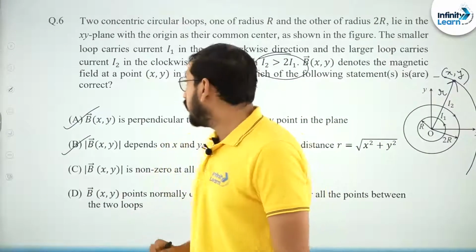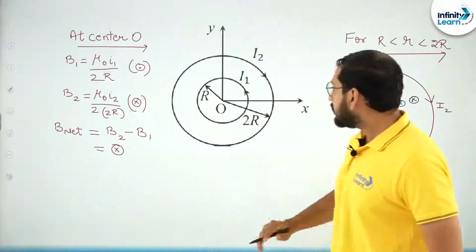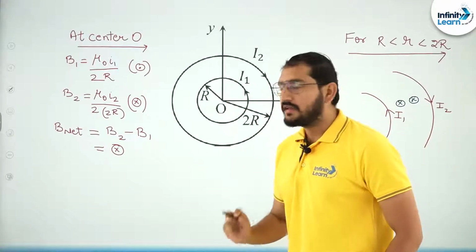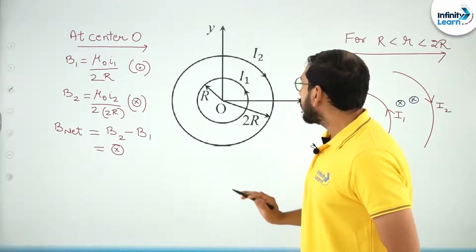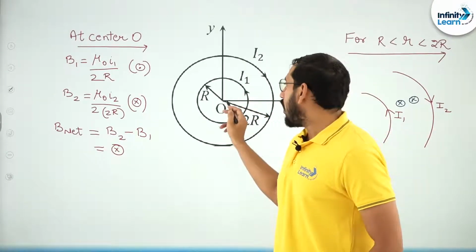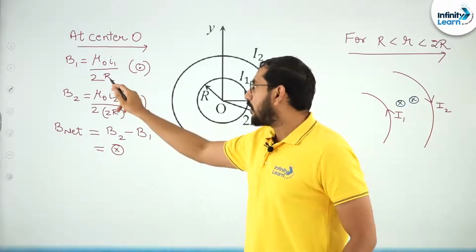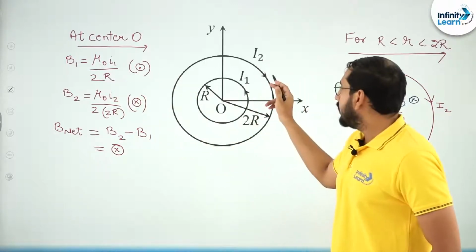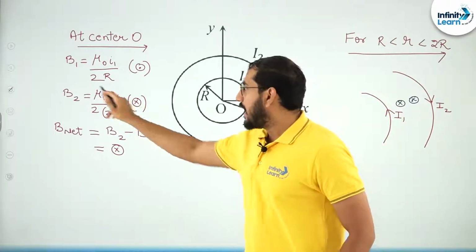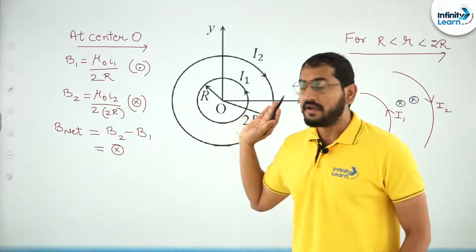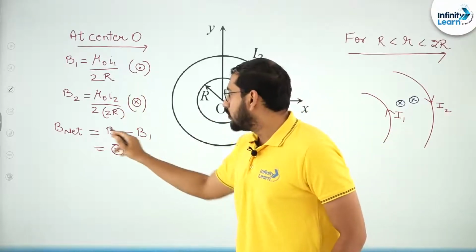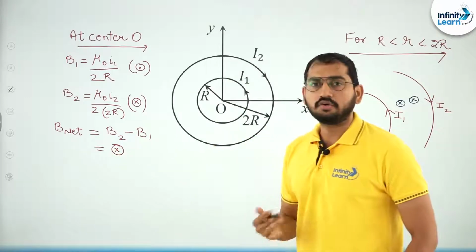So I'll move on to the next slide, and I want to check what will happen at the center point. Let's check this point clearly. The magnetic field due to this current I1 is going to be out of the page, and I'm applying the formula over here. Similarly, the magnetic field due to the outer loop will be into the page, and I have applied the formula over here. Now both the magnetic fields will give their contribution. So now I am calculating the total magnetic field.